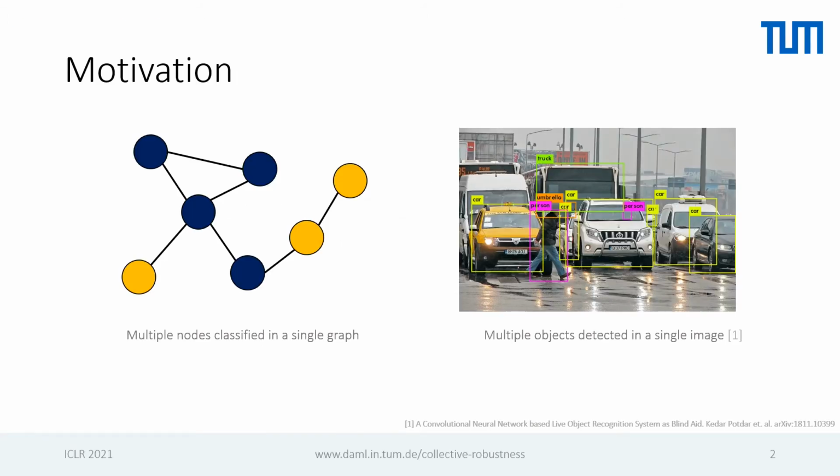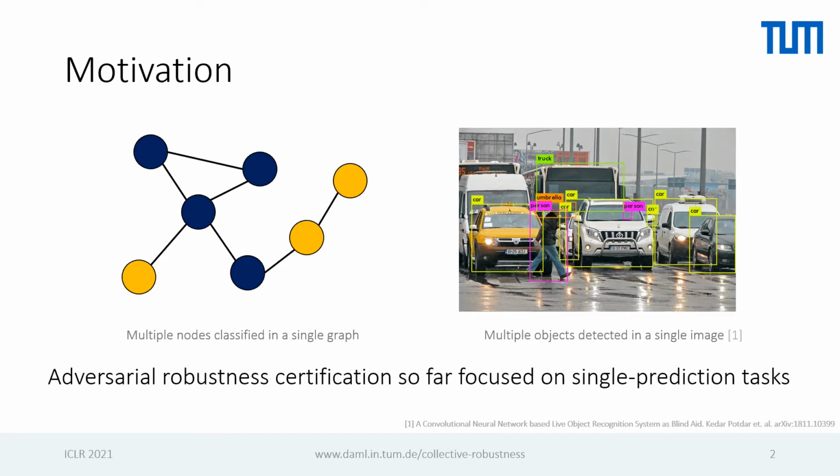Before diving into technical details, let's briefly talk about the problem we are trying to solve. There are various machine learning tasks which involve making multiple predictions based on a single input. For example, classifying all nodes in a graph or detecting multiple objects within a single image. Up until now, methods for robustness certification have only been concerned with single prediction tasks, such as classification, where we're mapping a single input to a single output.